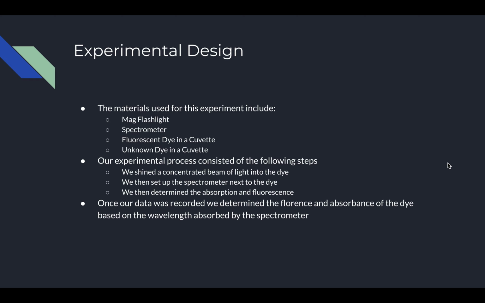The materials used for this experiment included a Maglite flashlight, a spectrometer, a fluorescent dye in a cuvette, and an unknown dye in a cuvette. Our experimental process consisted of the following steps. We shined a concentrated beam of light into the dye. We then set up the spectrometer next to the cuvette of dye, and then we determined the absorption or fluorescence graph of the dye based on the absorption of the spectrometer. Once our data was recorded, we determined the fluorescence and absorption of the dye based on the wavelength absorbed by the spectrometer.